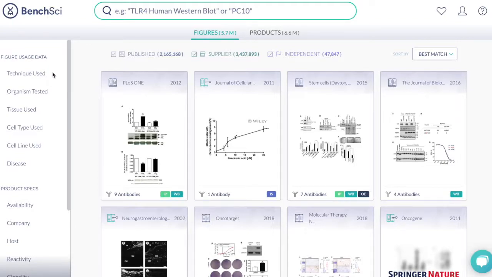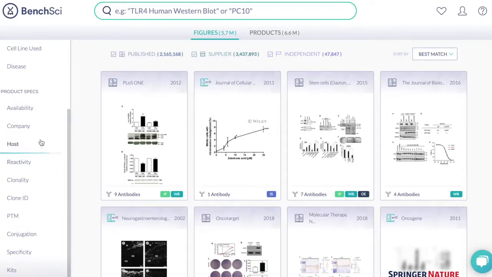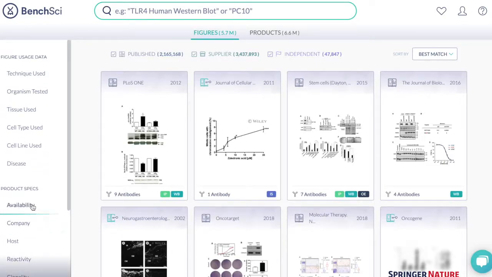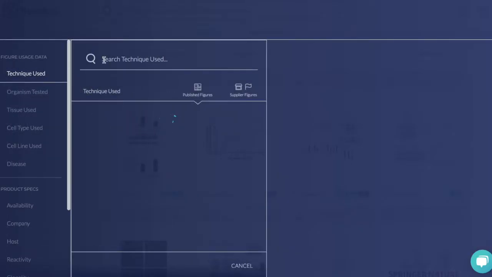We have two sets of filters. The first is figure usage data filters, which allow you to narrow down the results based on how an antibody was used across the published literature. The second set of filters allow you to narrow down the results based on product specifications that are provided by the vendor. Since antibody performance depends on how a sample is treated, the technique filter is particularly important.